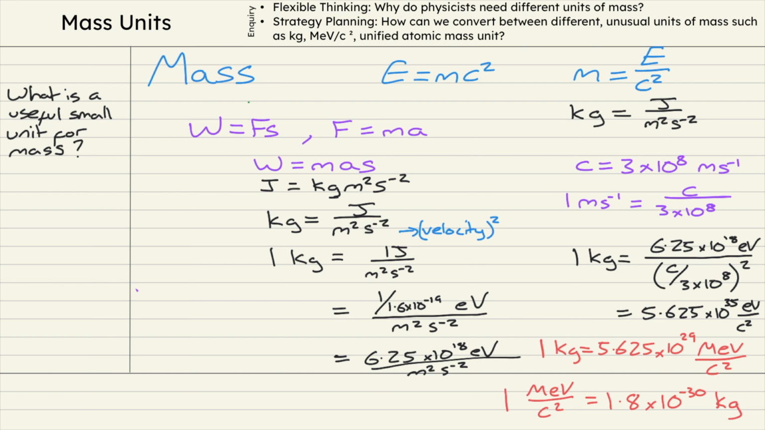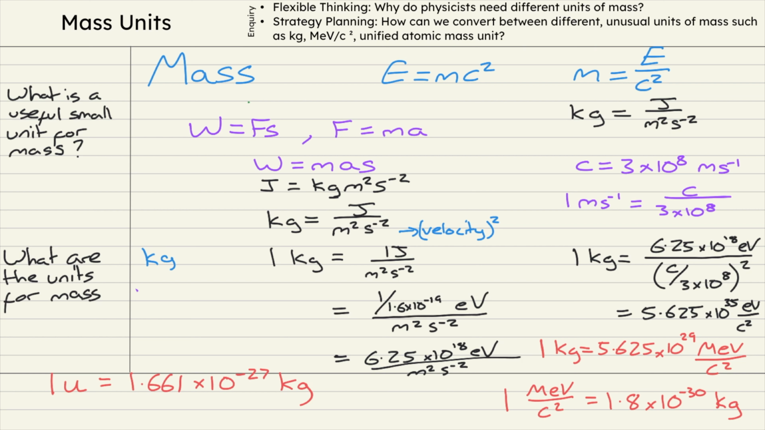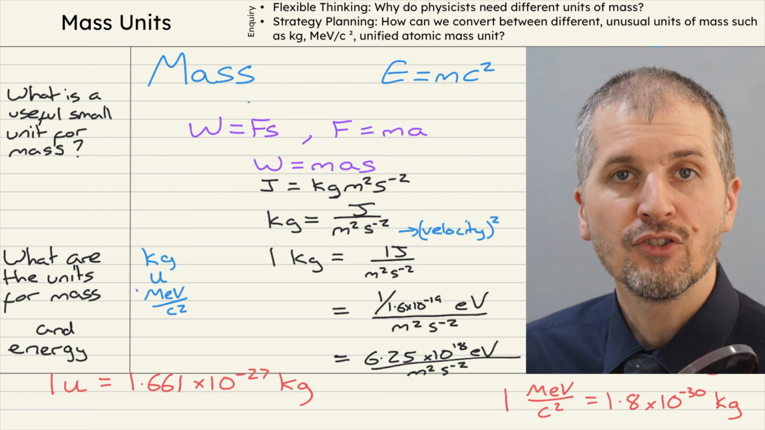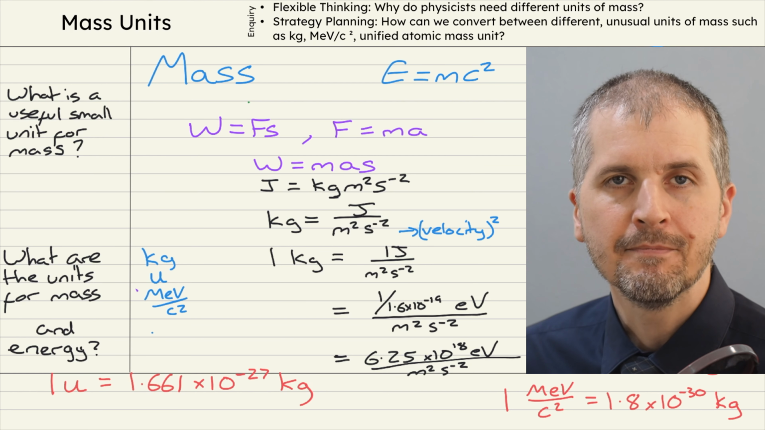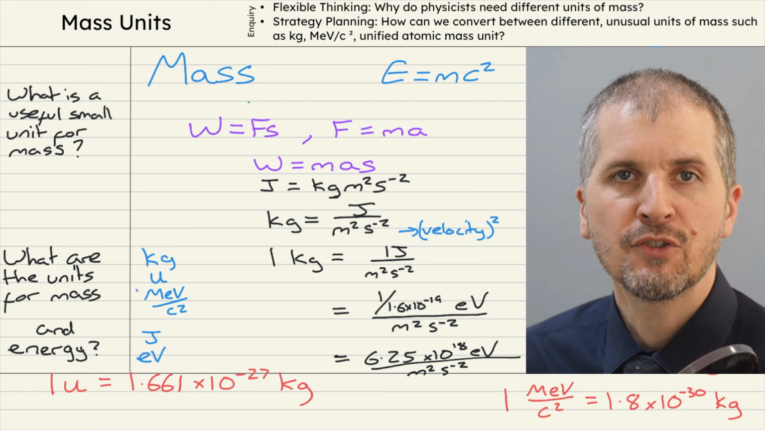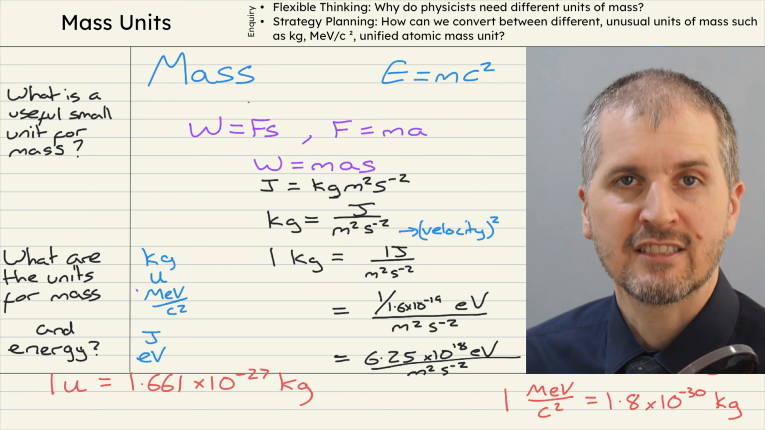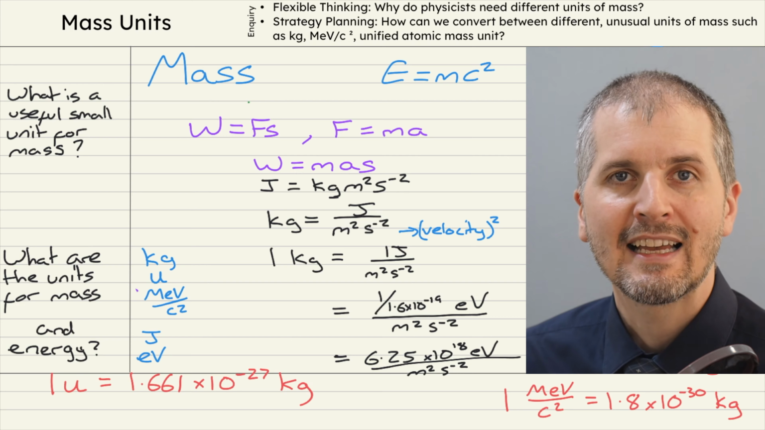So, remembering that 1 u is 1.661 times 10 to the minus 27 kilograms, we can now convert between 3 units for mass: kilogram, u, and mega electron volt per c squared. We have 3 units for mass and we've got joules and electron volts for energy. We've now got plenty of tools at our disposal to answer some questions and some problems relating to subatomic particles such as quarks and leptons.